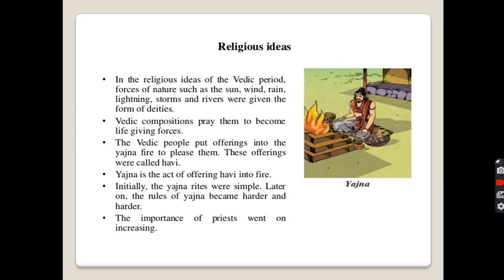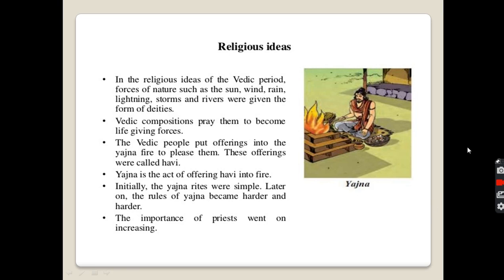In this period, in religion, yajna increased day by day and the rules of the yajna became harder and harder. Yajna is the act of offering havi into the fire. See, the picture is also given. Initially the yajna rites were very simple, but the rules of the yajnas became harder and harder. Because of these reasons the importance of the priest went on increasing. So these were some points about the religious ideas.